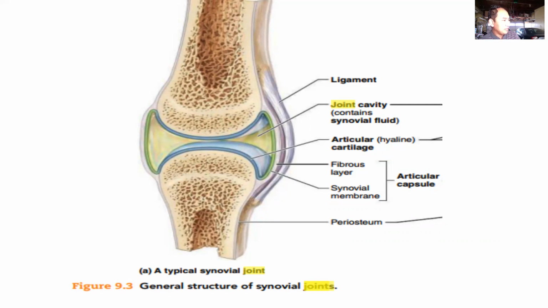But remember, even in a large knee joint, there is just about 2 to 5 ml of fluid in the joint. And usually, in a synovial joint, the joint surfaces are covered with hyaline cartilage. And there will be ligaments around the joint. Okay.